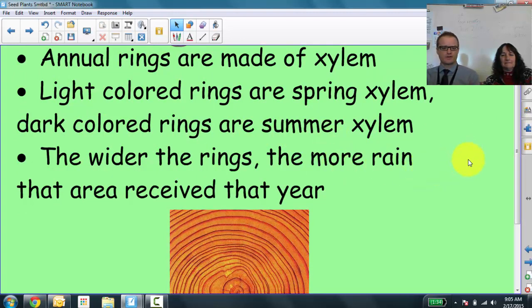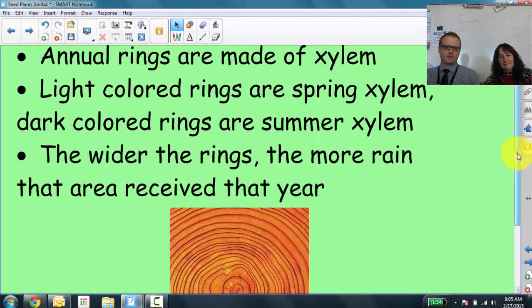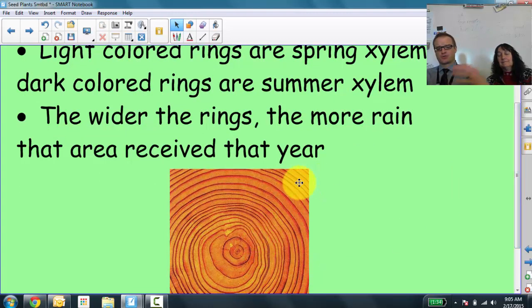So you actually get a record of the amount of rain based on these rings, and they've done that for some older trees. Some of these pine trees out in the west are hundreds, if not thousands of years old. They have a record going back thousands of years of what the weather was like.